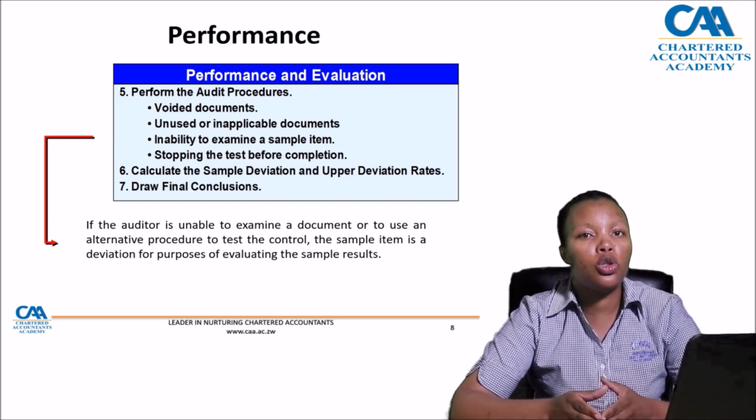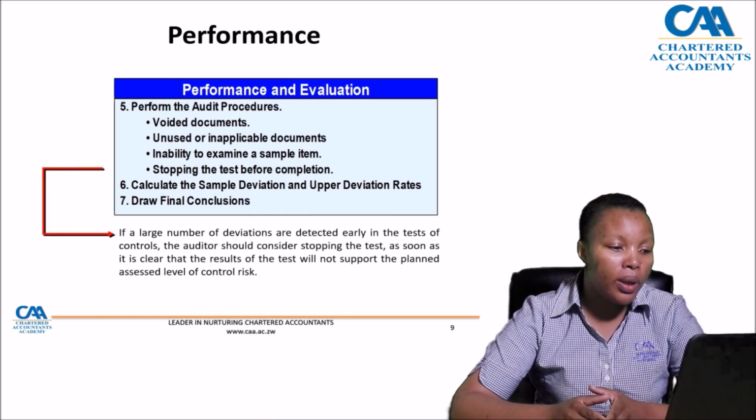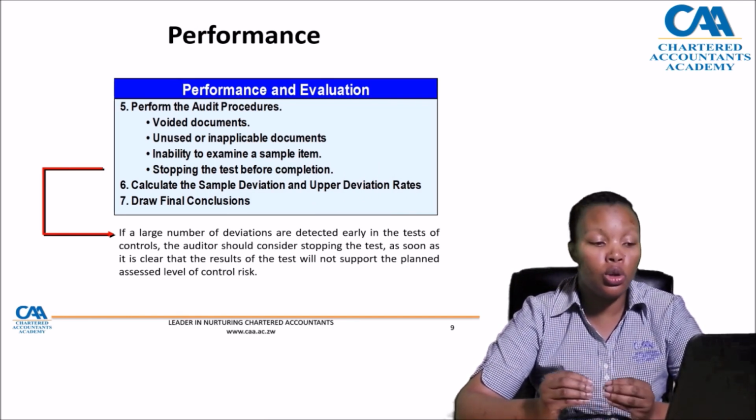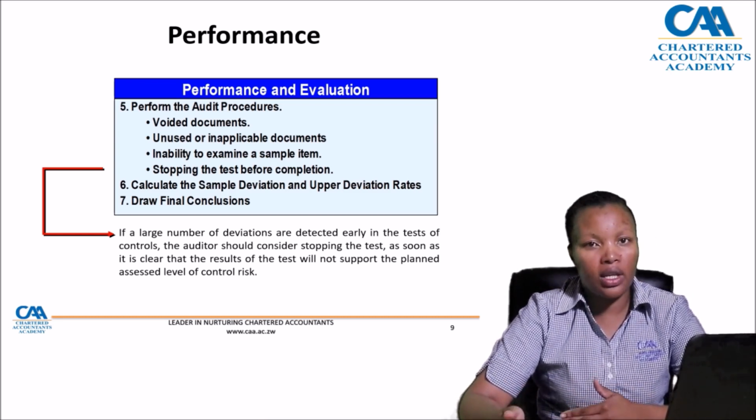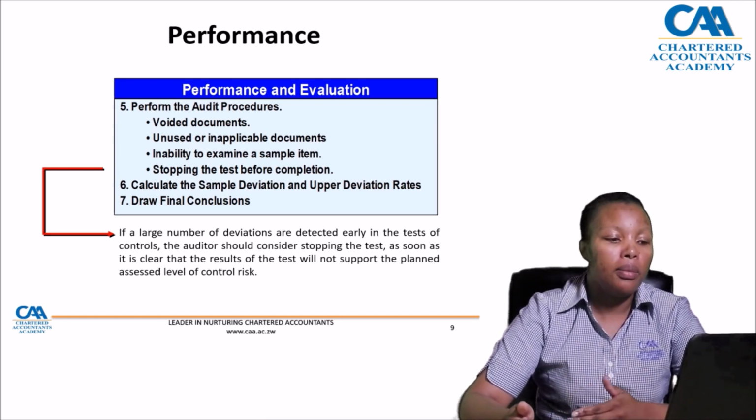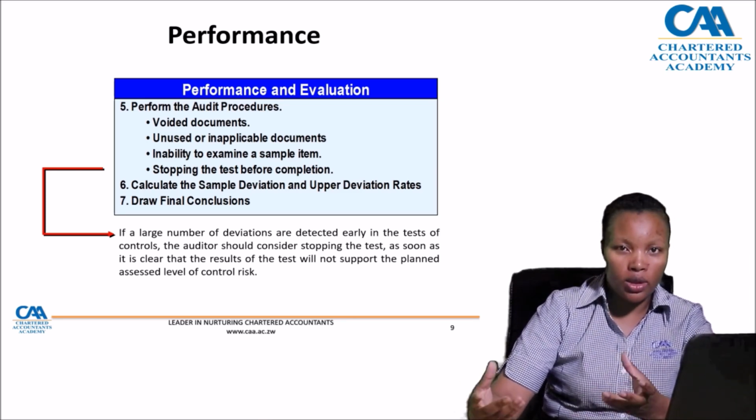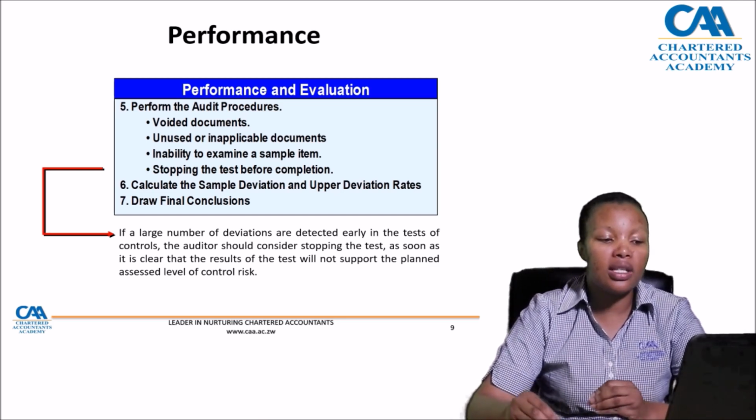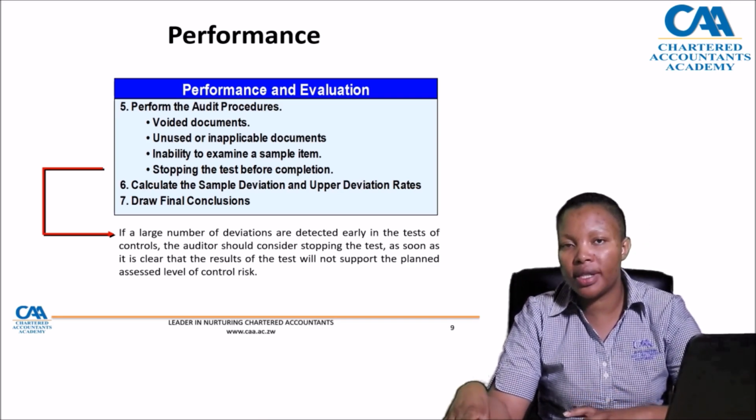Sometimes you might also need to stop the test before completion. This is normally where you found a large number of deviations, or you detected early in the test that there's a large number of deviations from the control. Then it means that you need to stop testing. Why? Because it becomes apparent that the results of the test will not support the planned assessed level of control risk.